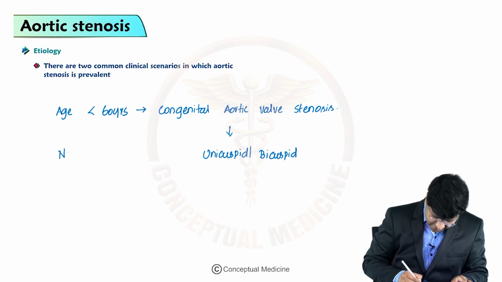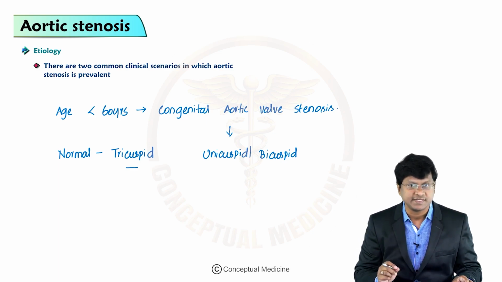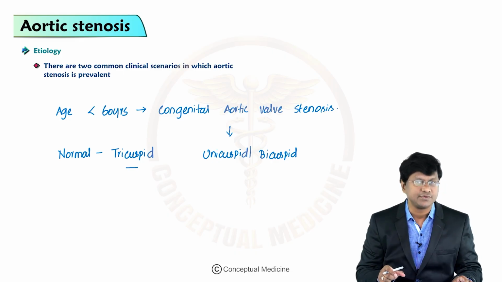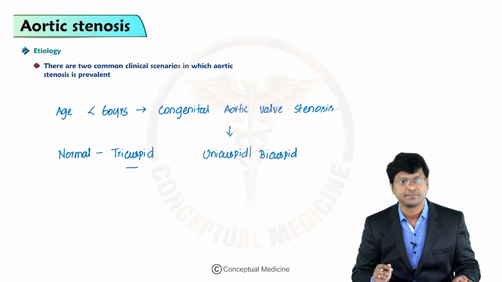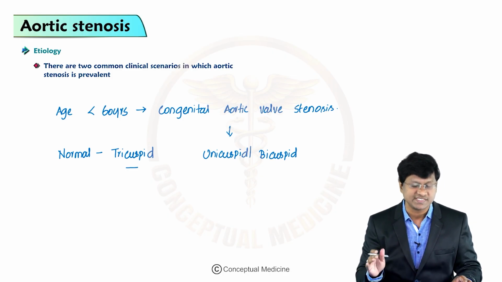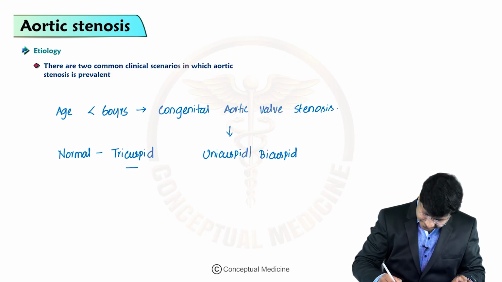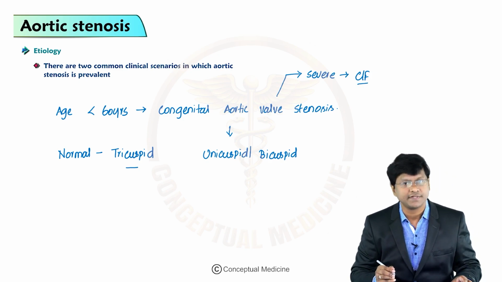If you take the normal aortic valve, it is tricuspid, which is a semilunar valve. But in case of congenital aortic valve stenosis, the valve is either a unicuspid valve or a bicuspid valve. Now, the symptoms can occur in young or adolescent individuals if the stenosis is very severe. If it is severe, then there will be development of the clinical features of aortic stenosis.